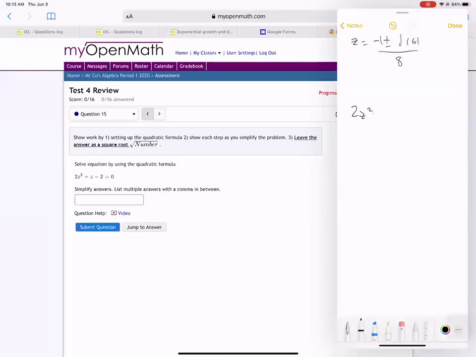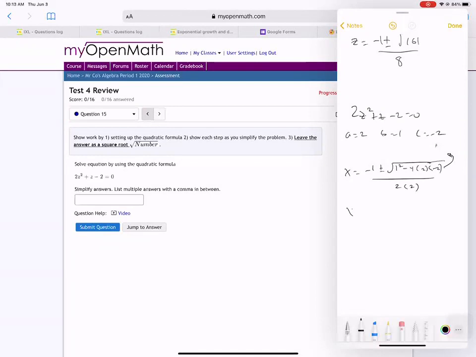2z squared plus z minus 2 is equal to 0. a is equal to 2, b is equal to 1, c is equal to -2. Quadratic formula, x equals -b plus or minus square root of b squared minus 4ac, which is 2 and -2, all over 2a, which is 2. Okay, so we're going to simplify it. I'm going to do this part inside on top. Sorry, just where I have space.